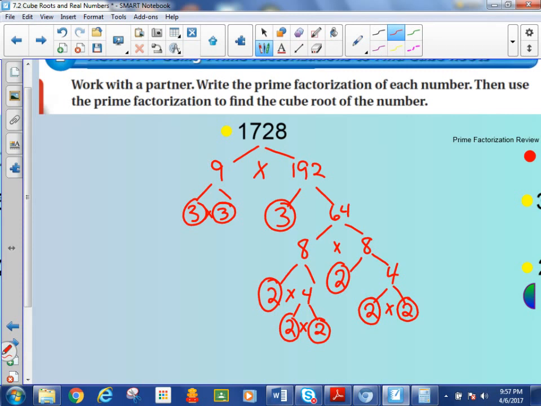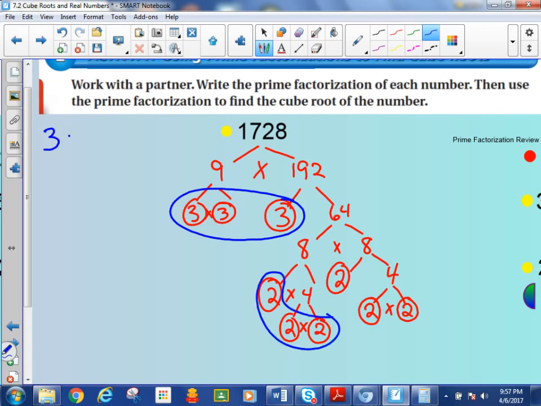Okay, so now I'm going to find sets of 3. 3 of a kind. I need 3 of a kind because I'm working cubed roots. So here's 3 of a kind. I have a set of 3s. Here's 3 of a kind. I have a set of 2s. And here's 3 of a kind. I have another set of 2s. Okay, that's it. There's nothing else that's a prime number that's circled.